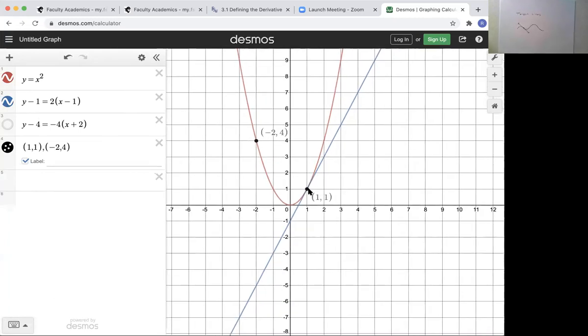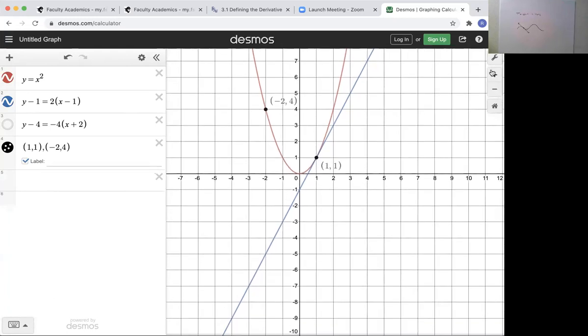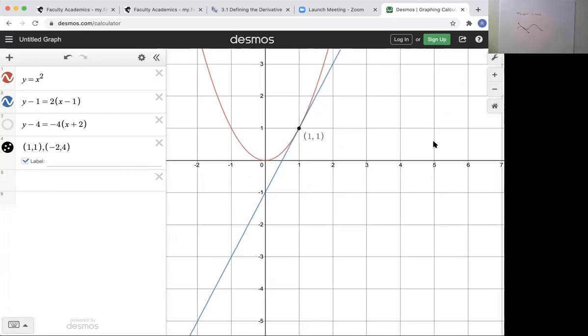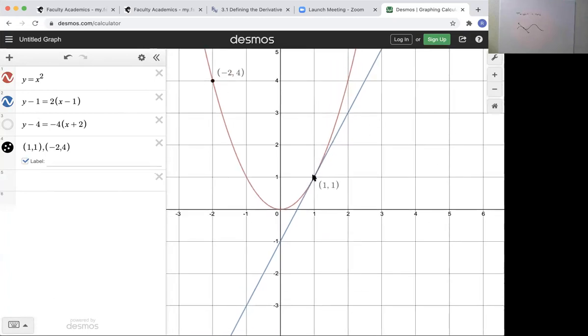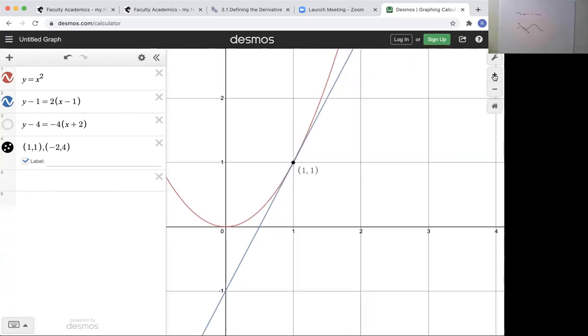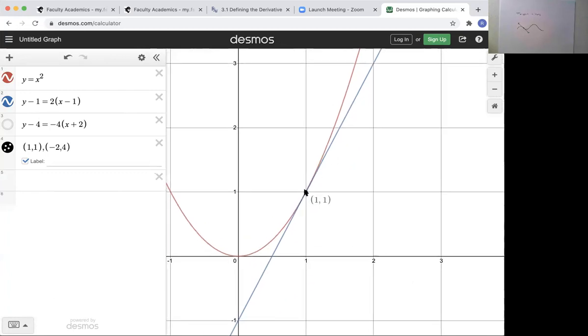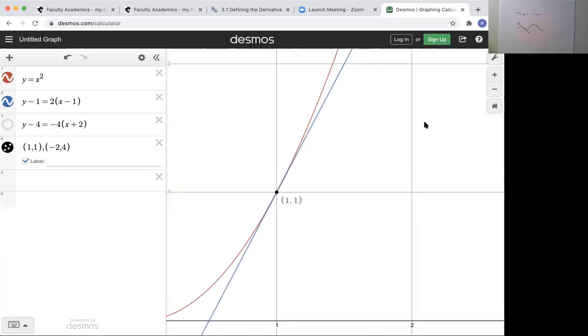Now, it's hard to tell, but the only place where these two things intersect is at that point 1, 1. So how can I convince you of that? Or at least can I demonstrate that a little bit by zooming in? So let's go ahead and zoom in at that point 1, 1. And you'll see the blue line is the tangent line, the red is the parabola. And the blue line is well approximating that. You see near that point, the behavior of the blue line is pretty close to the behavior of the red line. So that's going to define what we call an instantaneous rate of change.